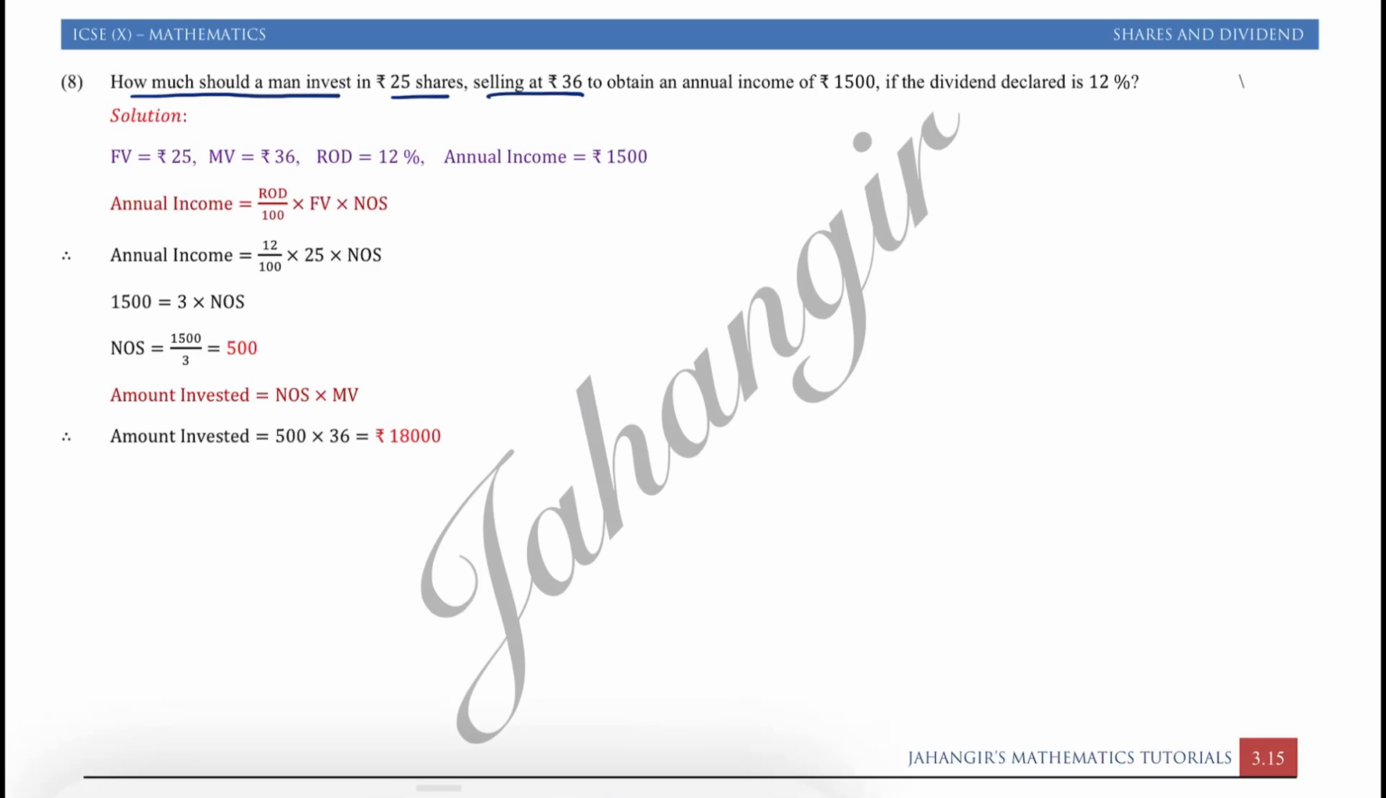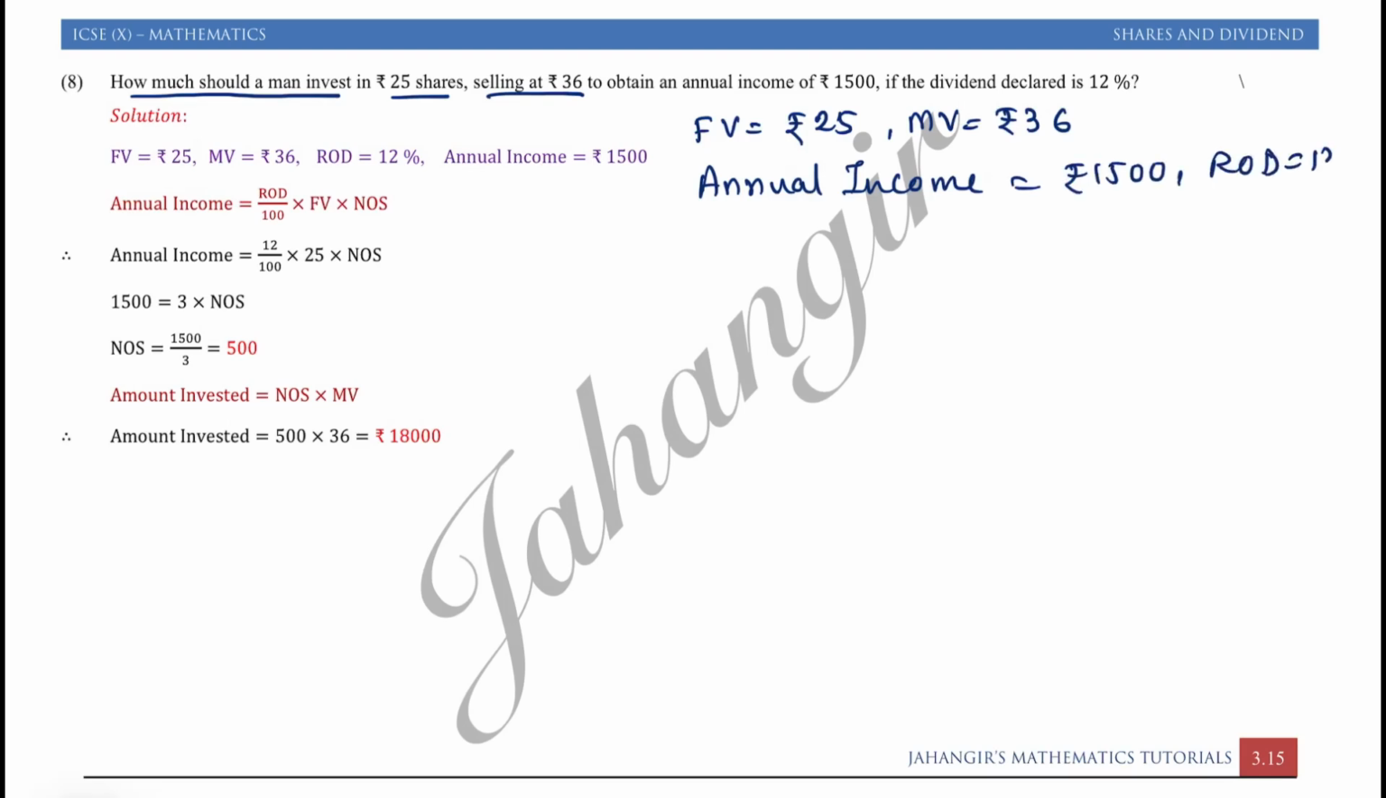So here face value is rupees 25, market value is rupees 36, and annual income is rupees 1500 and ROD is 12%. So first, since income is given, we will use income formula.